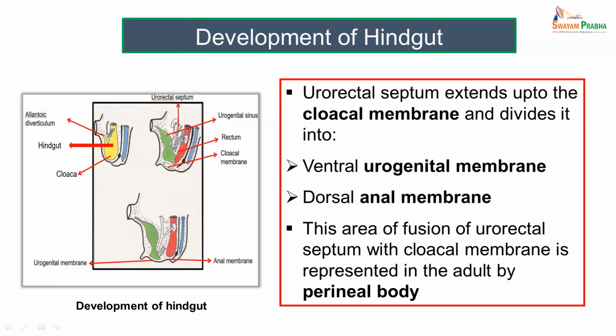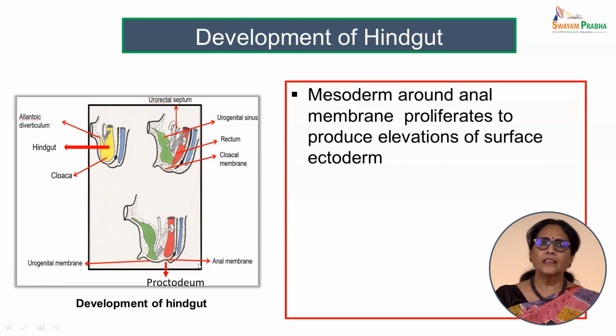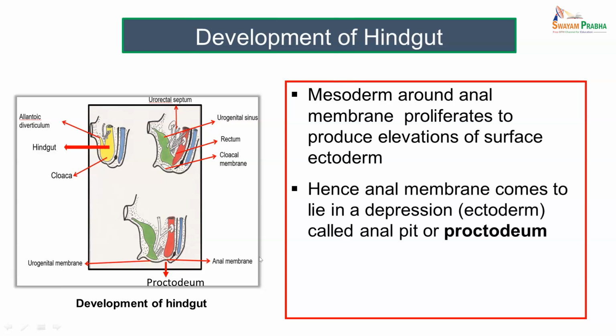The area of fusion of urorectal septum with the cloacal membrane is represented in the adult as the perineal body. At this stage of development, the mesoderm around the anal membrane proliferates and it produces elevations in the surface ectoderm. Because of these surface elevations, the anal membrane comes to lie in a depression which is lined by ectoderm and is called as anal pit, also called as proctodeum.